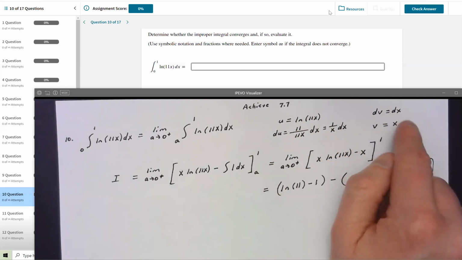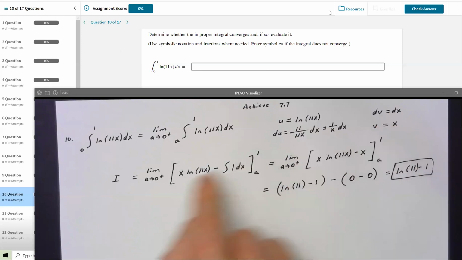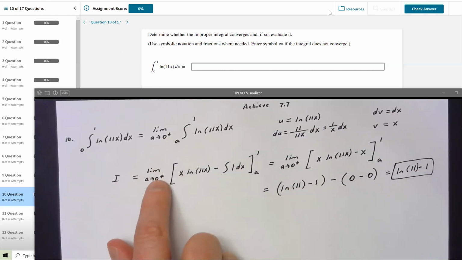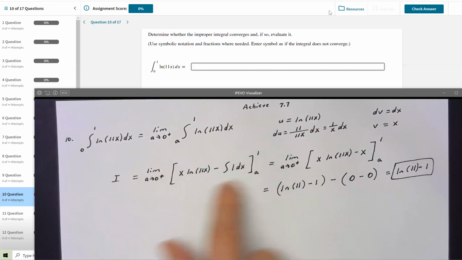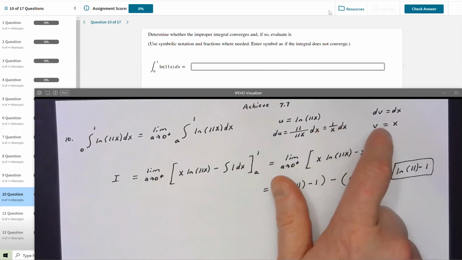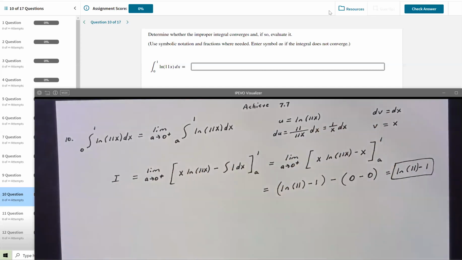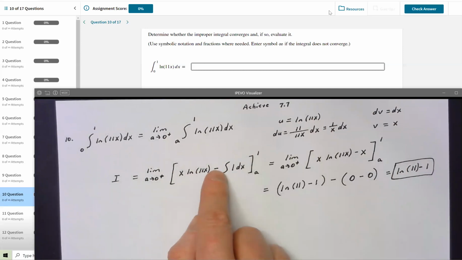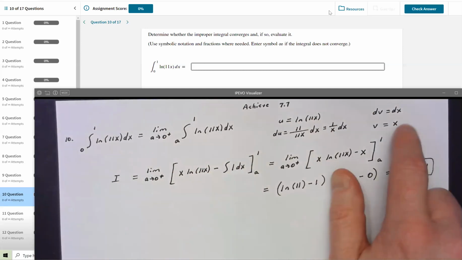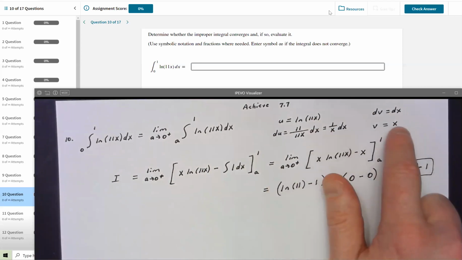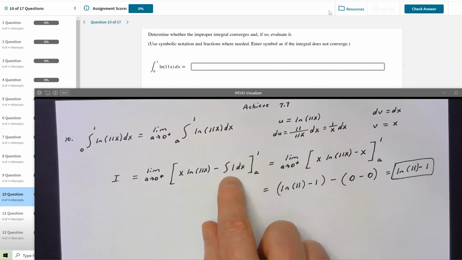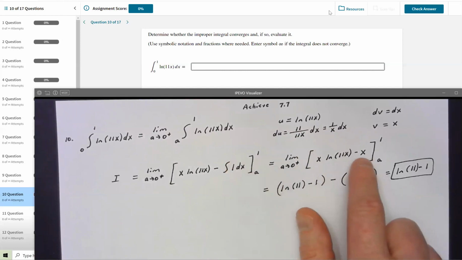Of course, the integral of 1 with respect to x is x. So now I come back and I can say my original integral is equal to my limit as a approaches 0 from the right of the expression. Integration by parts is equal to u times v, so I can say x natural log of 11x minus the integral of v du. X times 1 over x just gives me 1 with respect to x. And of course, we know that the integral of 1 with respect to x is just x.